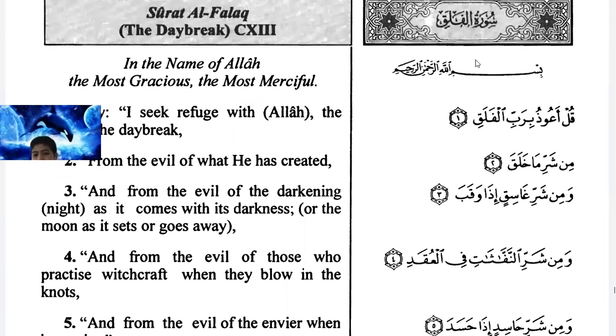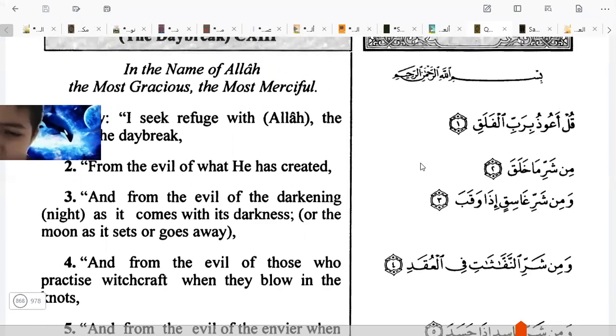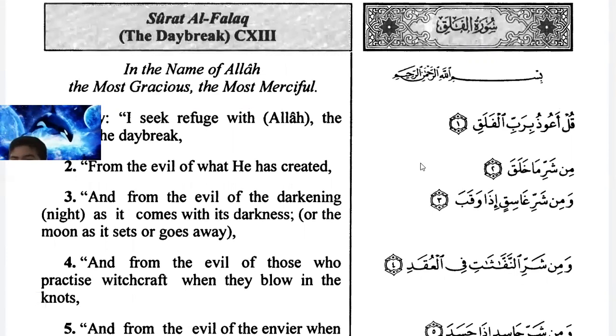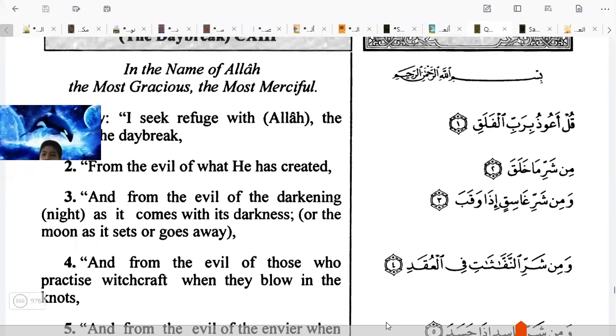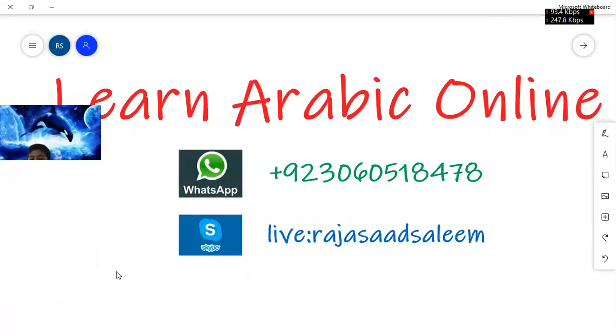Then you have also recited Surah Falaq, am I right? Did we read this surah last time? Oh, good. We read it. Okay, good. Now recite it without looking at the Holy Quran.